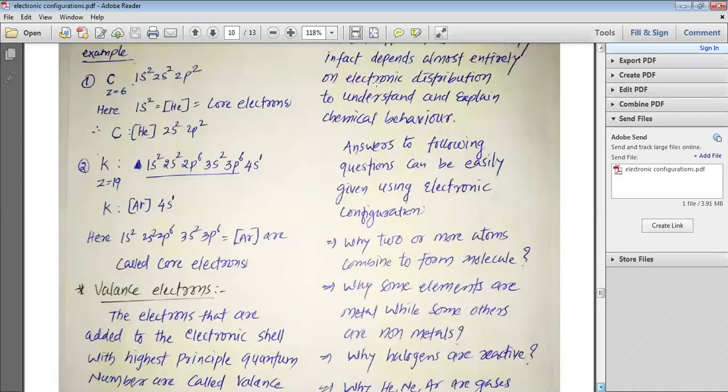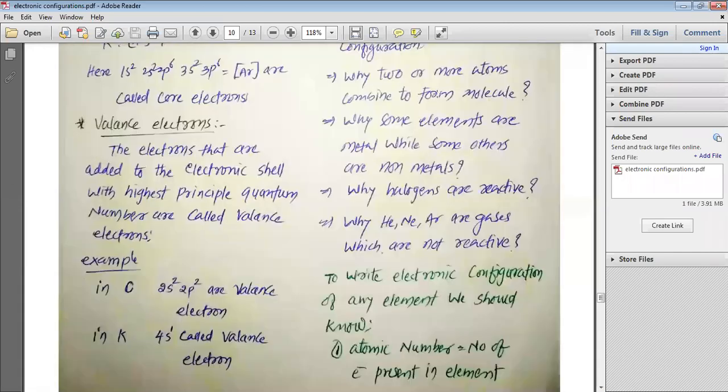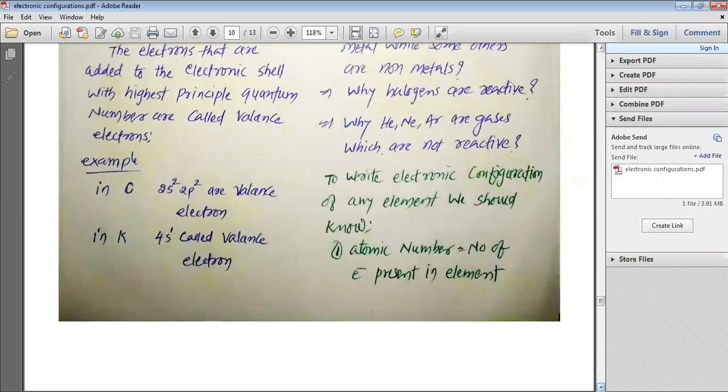These questions are: why do two or more atoms combine to form a molecule? Why are some elements metals and other elements non-metals? Why are halogens reactive? And why are helium, neon, argon, krypton, xenon, radon the noble gases or inert gases, and almost non-reactive?